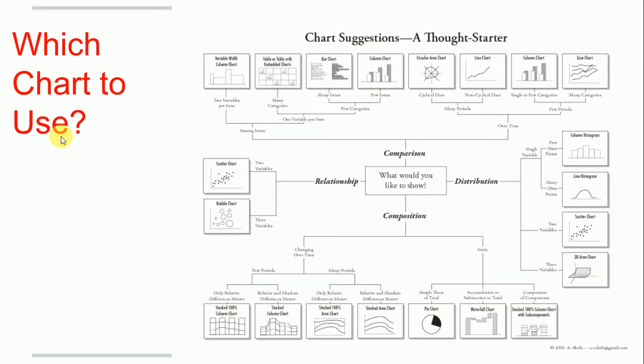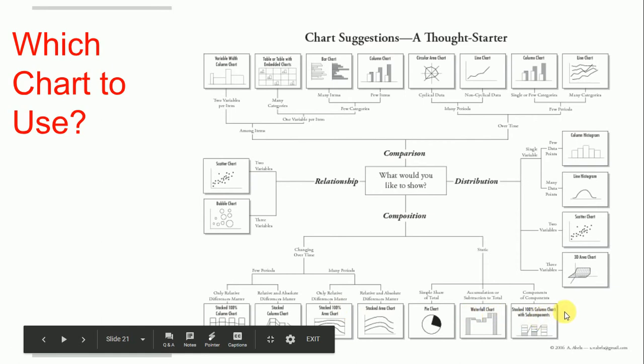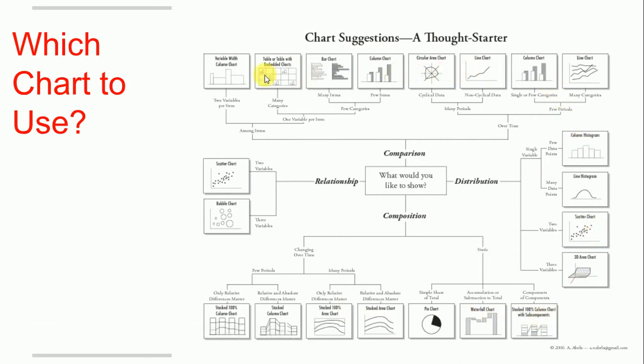Which chart should you use? Here are some suggestions. As you can see, there's a huge load of different types of graphs you could use depending on what you want to do. If you want to show relationships or distributions, you have histograms, scatter charts, 3D area charts. If you want to do comparison, you can use column charts, line charts, circular area charts. It really depends on what you want. Here are some suggestions of which plot you can use based on what you are trying to showcase.